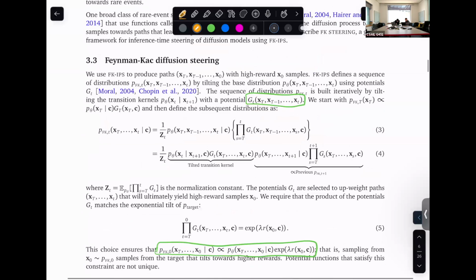These objects here are paths, these denoising trajectories, and what they're going to do is add on these intermediate potentials, which in aggregate over the whole trajectory correspond to the desired reweighting by the reward function of x0.